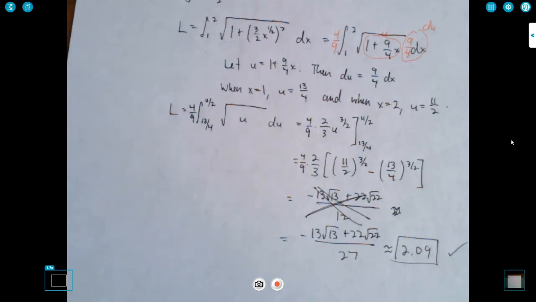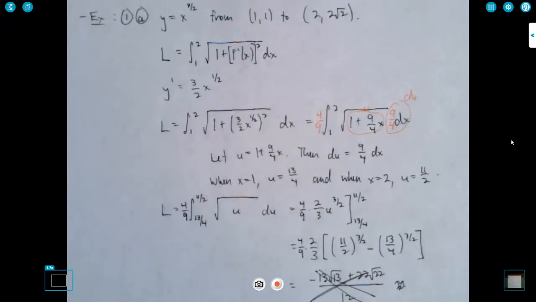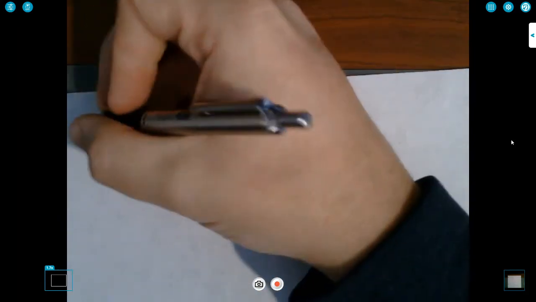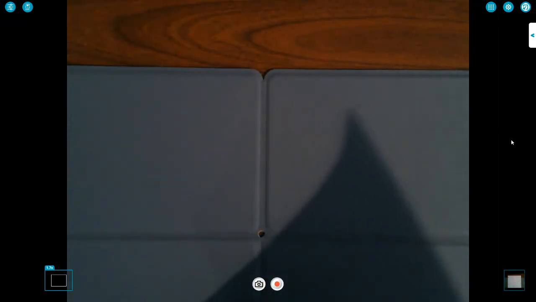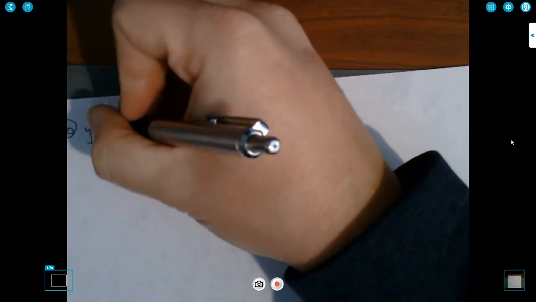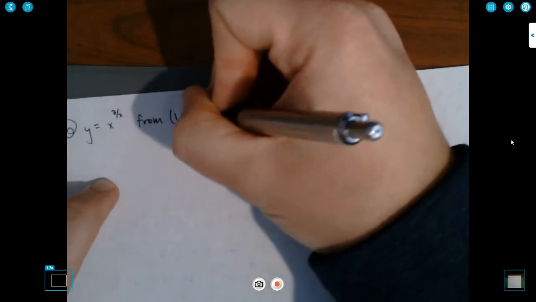Okay, very good. So there's the arc length. Let's do another one. Oh well, the same one, right? The same one, just integrating with respect to y. So again, we've got y equals, what was it now? x to the 3/2 from 1 to 2 root 2.